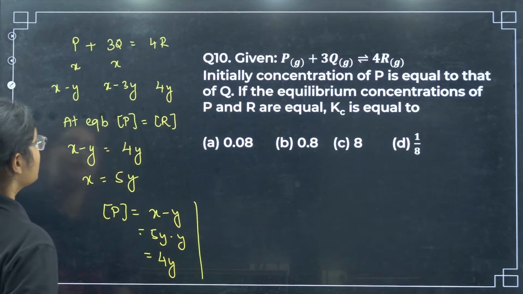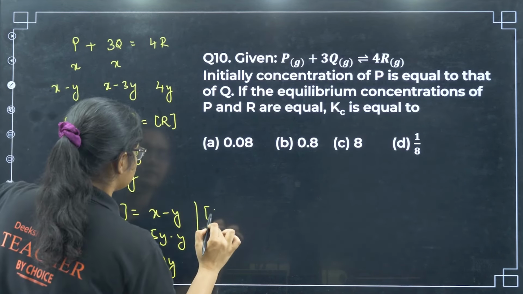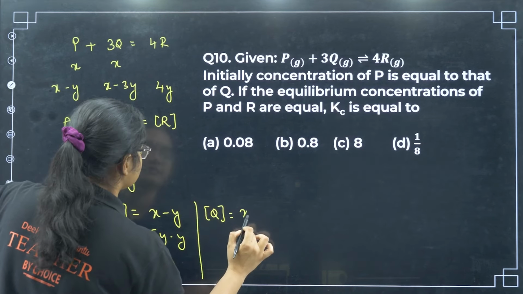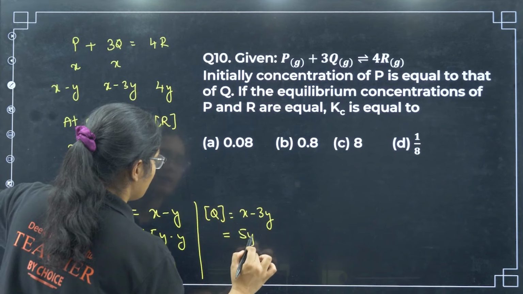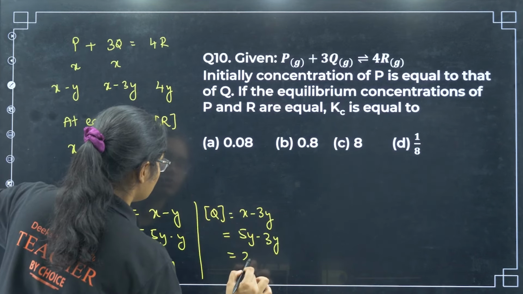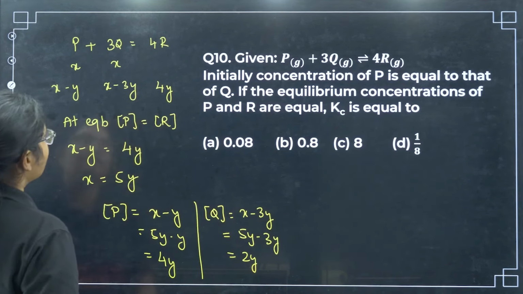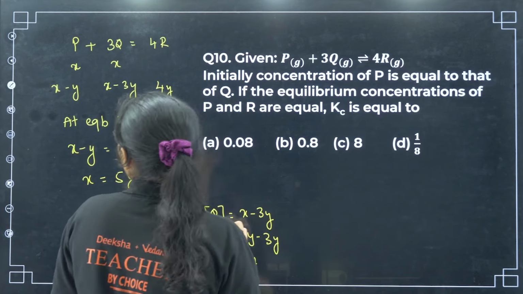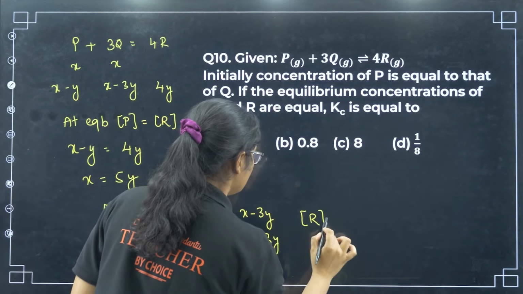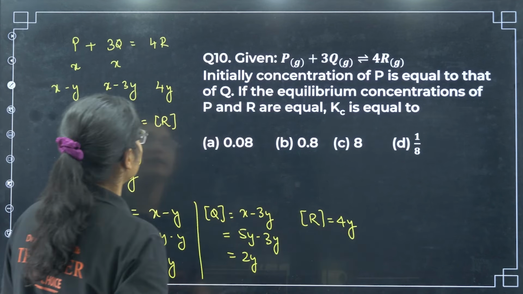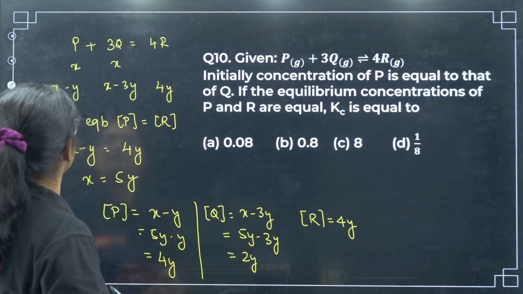Okay, that's the first thing. Next, if I want to calculate the concentration of Q, that is X minus 3Y, right? And what is the value of X? 5Y minus 3Y, which is equal to 2Y. Next, I have R concentration. R at equilibrium is equal to 4Y, right? So we have got this one.